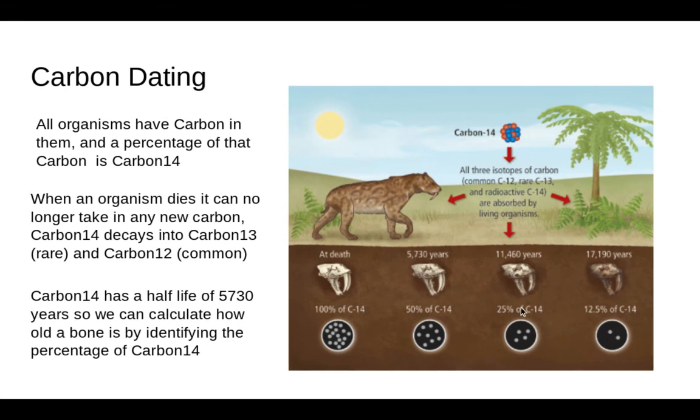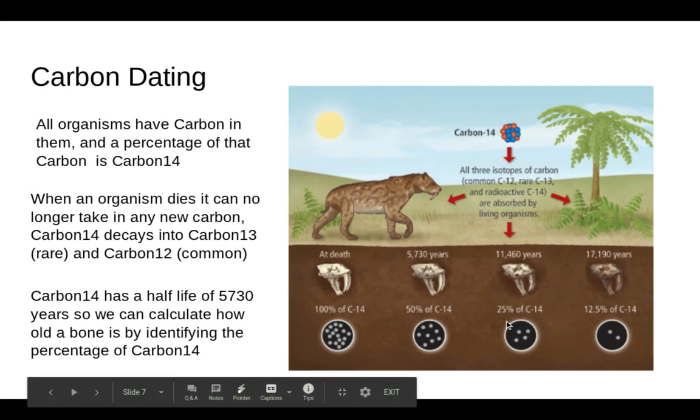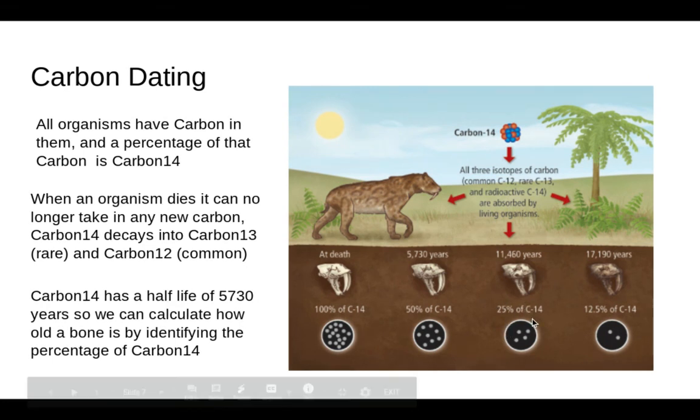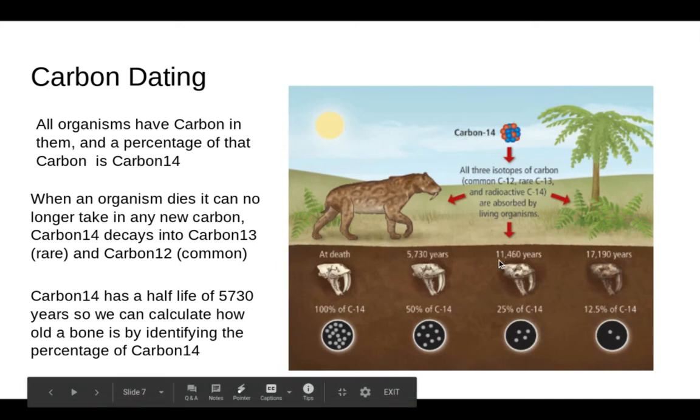Again, if we find a bone which has only 25% of the carbon-14 that it should have, then we know that this bone is approximately 11,500 years old. And the same thing again, okay? Now, if we get a bone which is around 17,000 years old, it will only have 12.5% of carbon-14, okay? So looking at this can give us a pretty good idea about how old certain things are. Really, really important in archaeology.